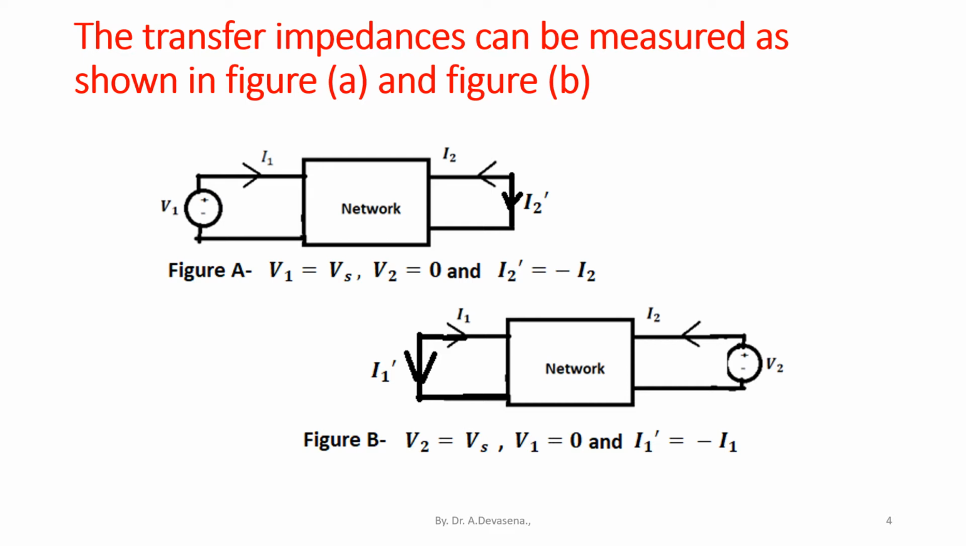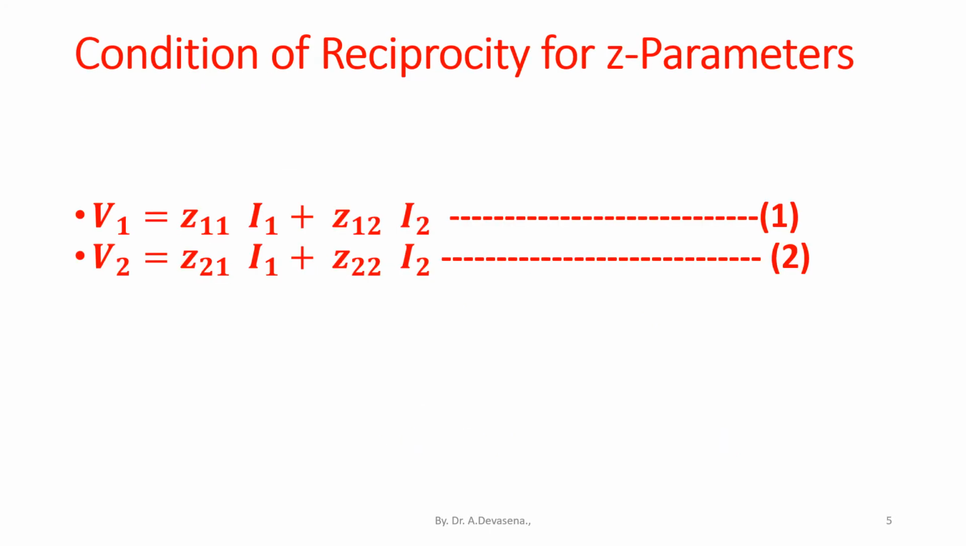Now let's see figure B. In figure B, we have considered that the voltage at port 2, V2, is equal to Vs, and the voltage at port 1, that is V1, is 0. That is, we have considered the input port as short circuited, and I1 dash is equal to minus I1. This is the information we obtained from figure B.